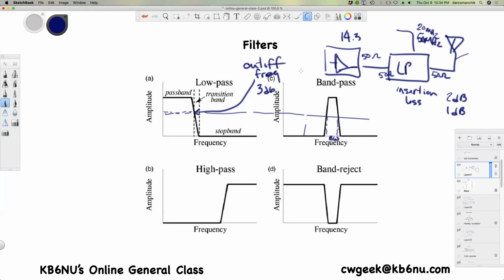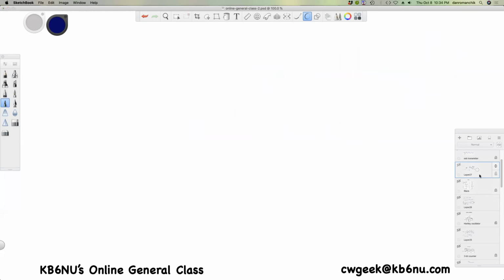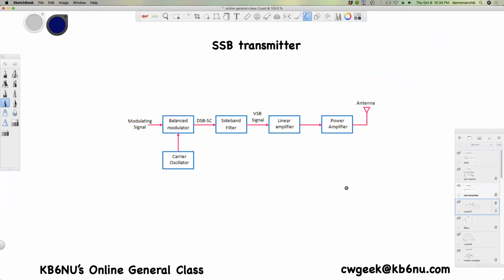Okay. Let's talk a little about the transmitter. So this is a block diagram of a single sideband transmitter. This is the oscillator that generates the frequency, whatever frequency you're going to be operating at. Let's say 14.3 megahertz again.